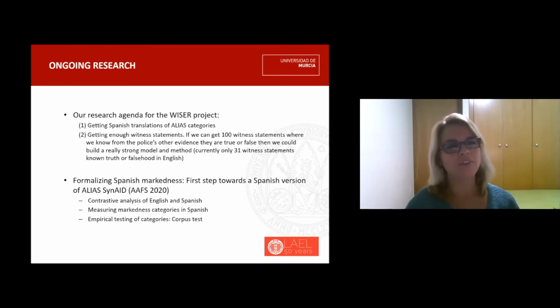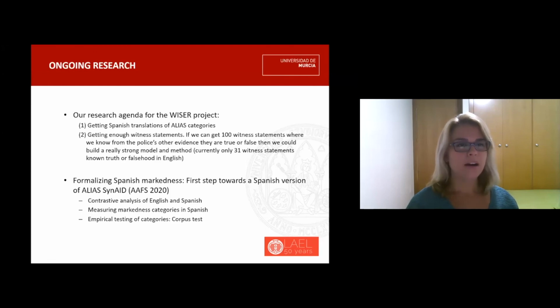So this would be our research agenda for the project. The first, with a witness statement tool, our agenda would be to get some Spanish translations of ALIAS categories and get enough witness statements. Because if we can get 100 witness statements where we know from the police or other evidence they are true or false, then we could build a really strong model and method. Currently we only have 31 witness statements of known truth or falsehood in English. So we need to complete this corpus and also to collect some others for Spanish.